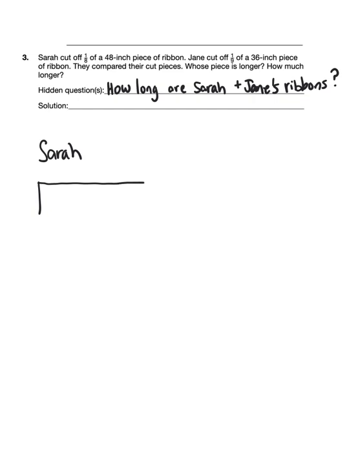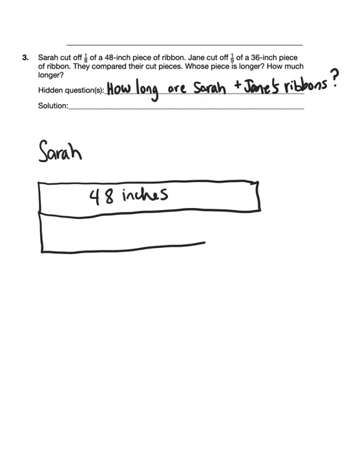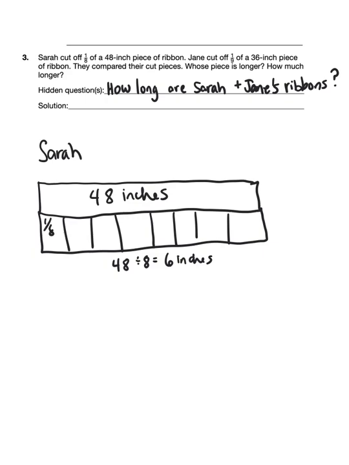So let me draw a tape diagram. This represents Sarah's 48 inches of ribbon. And she's going to cut this 48 inches into 8 equal pieces. 1, 2, 3, 4, 5, 6, 7, 8. Okay, yes. So 48 inches divided into 8 equal pieces means that each eighth will be 6 inches long. So this is 1/8 of the total, and it's 6 inches long.